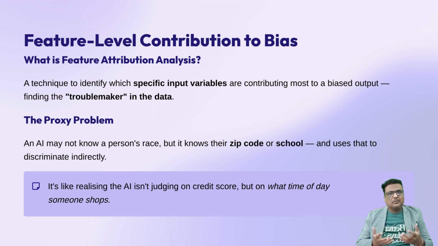Sometimes an AI learns to be biased by using a proxy variable. For example, it might not know a person's race, but it knows their zip code or what school they went to, and it uses that to discriminate indirectly. By monitoring these features in real time, we can see if the AI has suddenly started relying too heavily on a piece of data that it shouldn't be using. It's like being a detective and realizing the AI isn't judging people on their credit score, but on what time of day they shop.